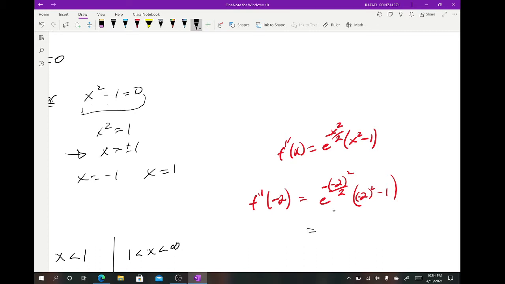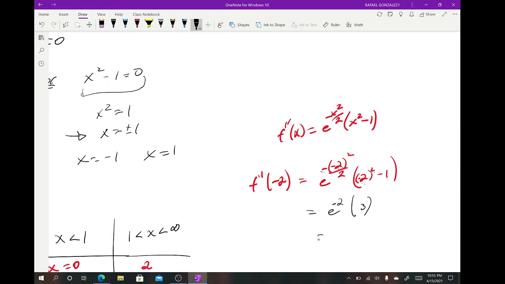So let's see what we get. We have -2 squared is 4 times a -1, that's -4. -4 divided by 2 is negative 2. So we have e to the minus 2 here, times, and this is going to be negative 2 squared. Well, negative 2 squared is 4. 4 minus 1 is 3.